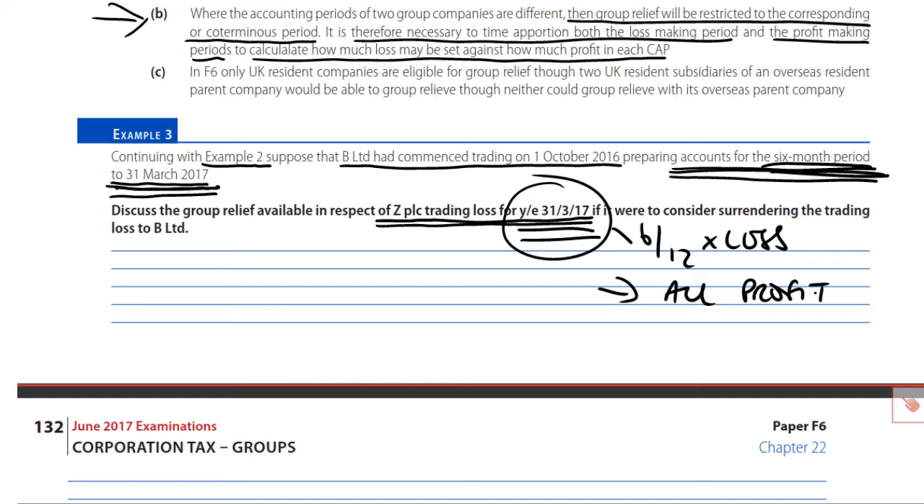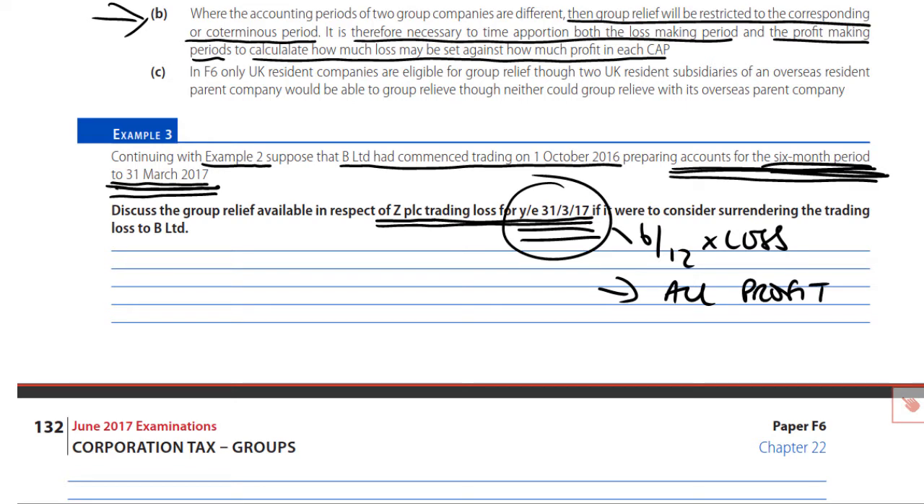Okay, now there we have both companies preparing accounts to the same date, the 31st of March 17. The only problem is that B Limited has only just commenced trading, so its accounting period is of only 6 months duration. But what about if we have 2 different accounting dates, non-coterminous accounting dates there?